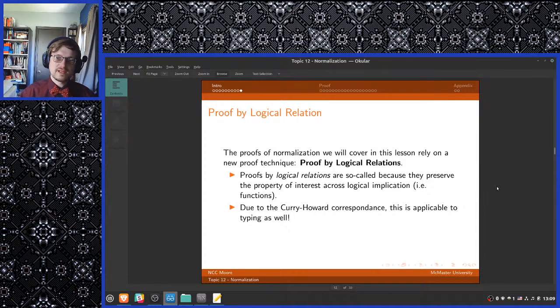The proofs of normalization we will cover in this lesson rely on a new proof technique called proof by logical relations. Proofs by logical relations are so called because they preserve the property of interest across logical implication, i.e. functions. Due to the Curry-Howard correspondence, this is applicable to typing as well.